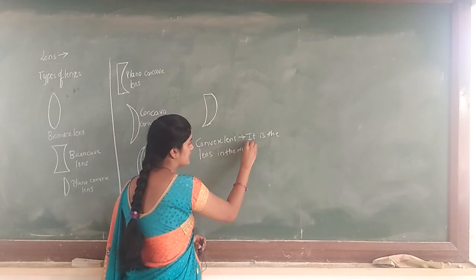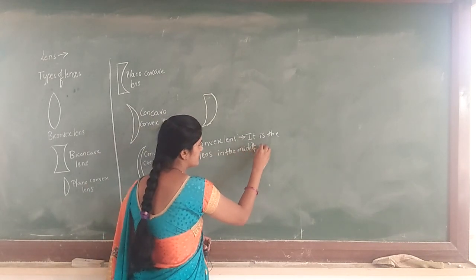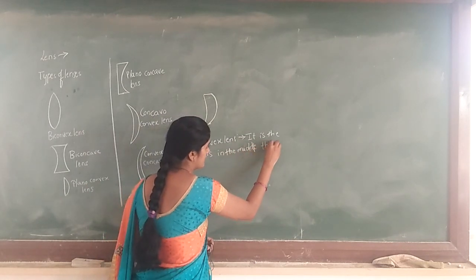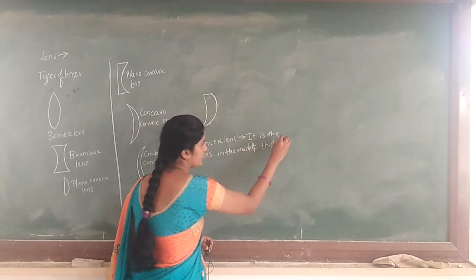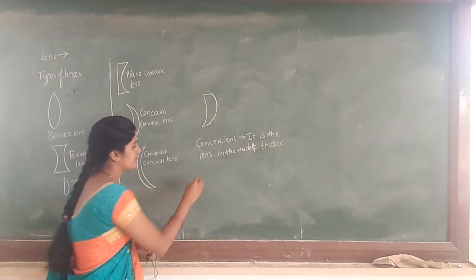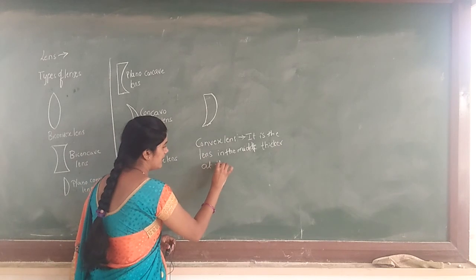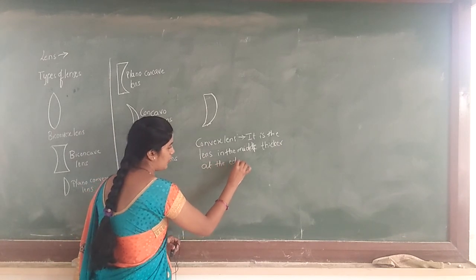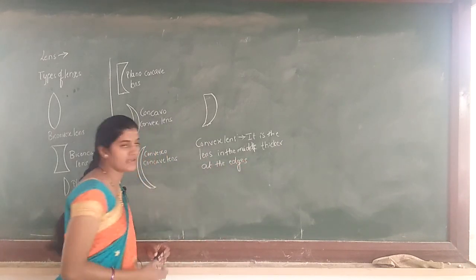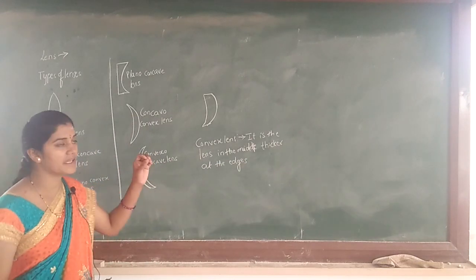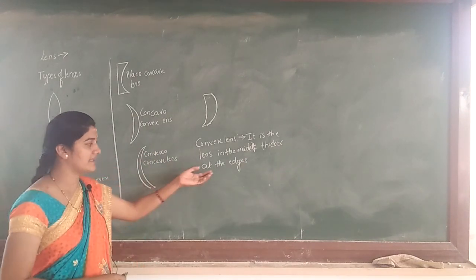In the middle it will be thicker, and it will be thinner at the edge. A convex lens is what? It is the lens which is thicker in the middle and thinner at the edge.